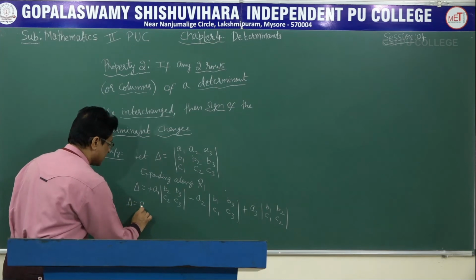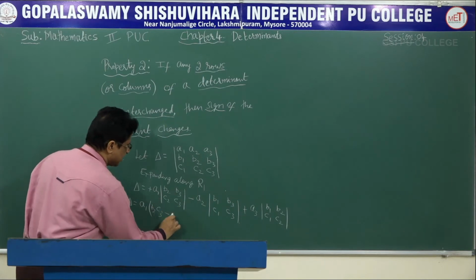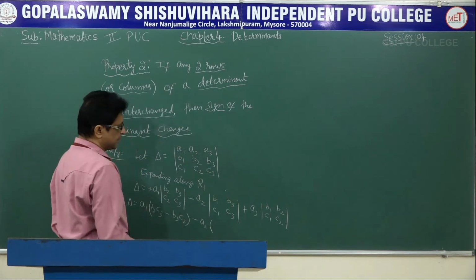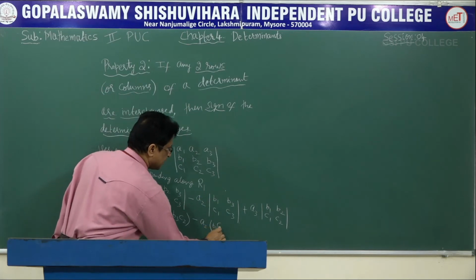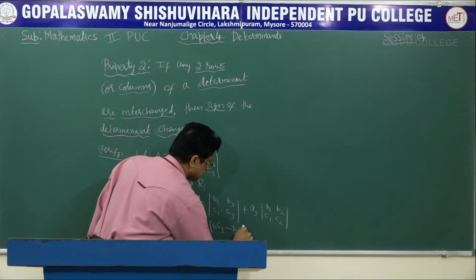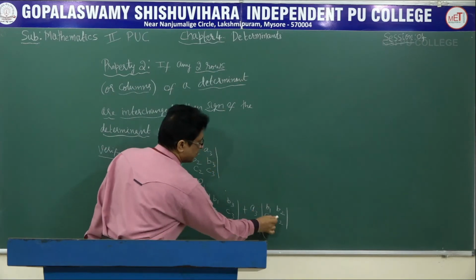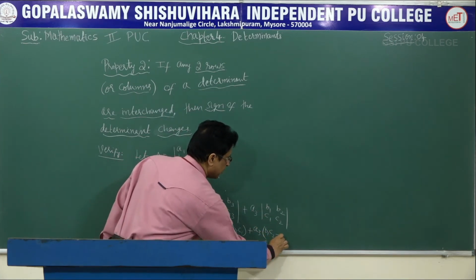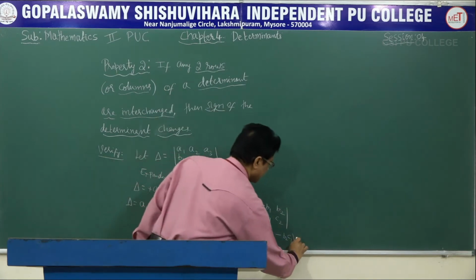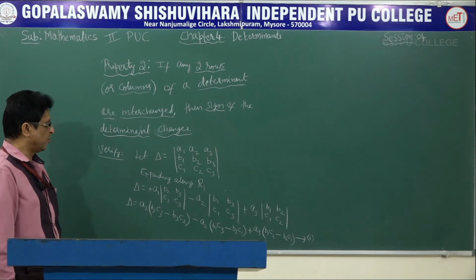So delta equals A1 into B2 C3 minus B3 C2, minus A2 into B1 C3 minus B3 C1, plus A3 into B1 C2 minus B2 C1. We call it equation 1.